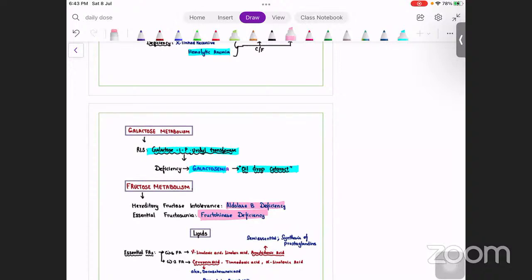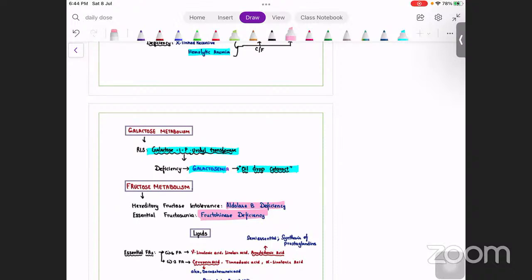Snowflake cataract is seen in diabetes mellitus. Sunflower cataract is seen in Wilson disease. Oil drop cataract is seen in galactosemia, which is due to galactose 1-phosphate uridyl transferase deficiency. And essential fructosuria is due to fructokinase deficiency. Hereditary fructose intolerance is due to aldolase B deficiency. X-linked recessive hemolytic anemia is due to G6PD deficiency. G6PD is the rate limiting enzyme of the HMP shunt, while the two main purposes are synthesis of pentoses and synthesis of NADPH.